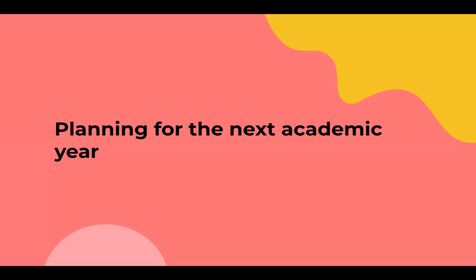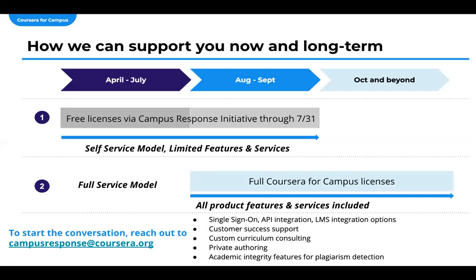Finally, we've also got a lot of questions on how to plan for the next academic year and how can Coursera help universities in that regard. So this is our vision on how we can support you in the immediate term as well as in the long term. So for the period of April to July, you can utilize these free licenses via the Coursera Coronavirus Campus Response. Some important dates to remember though: your students can enroll in courses all the way till 31st of July, and then they will have time till 30th of September to complete those courses.